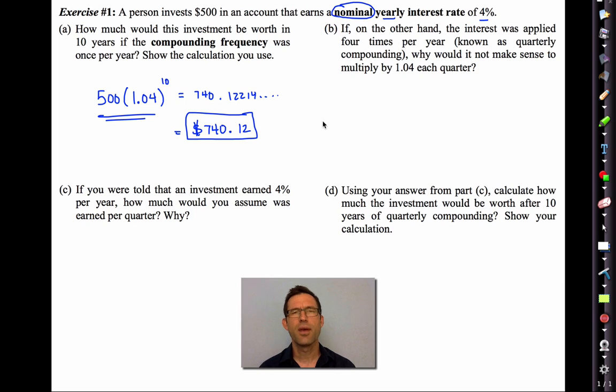Easy, right? Now take a look at letter B, because this is where it starts to get new and different. If, on the other hand, the interest was applied 4 times per year, known as quarterly compounding, why would it not make sense to multiply by 1.04 each quarter? I want you to think about this for a minute.